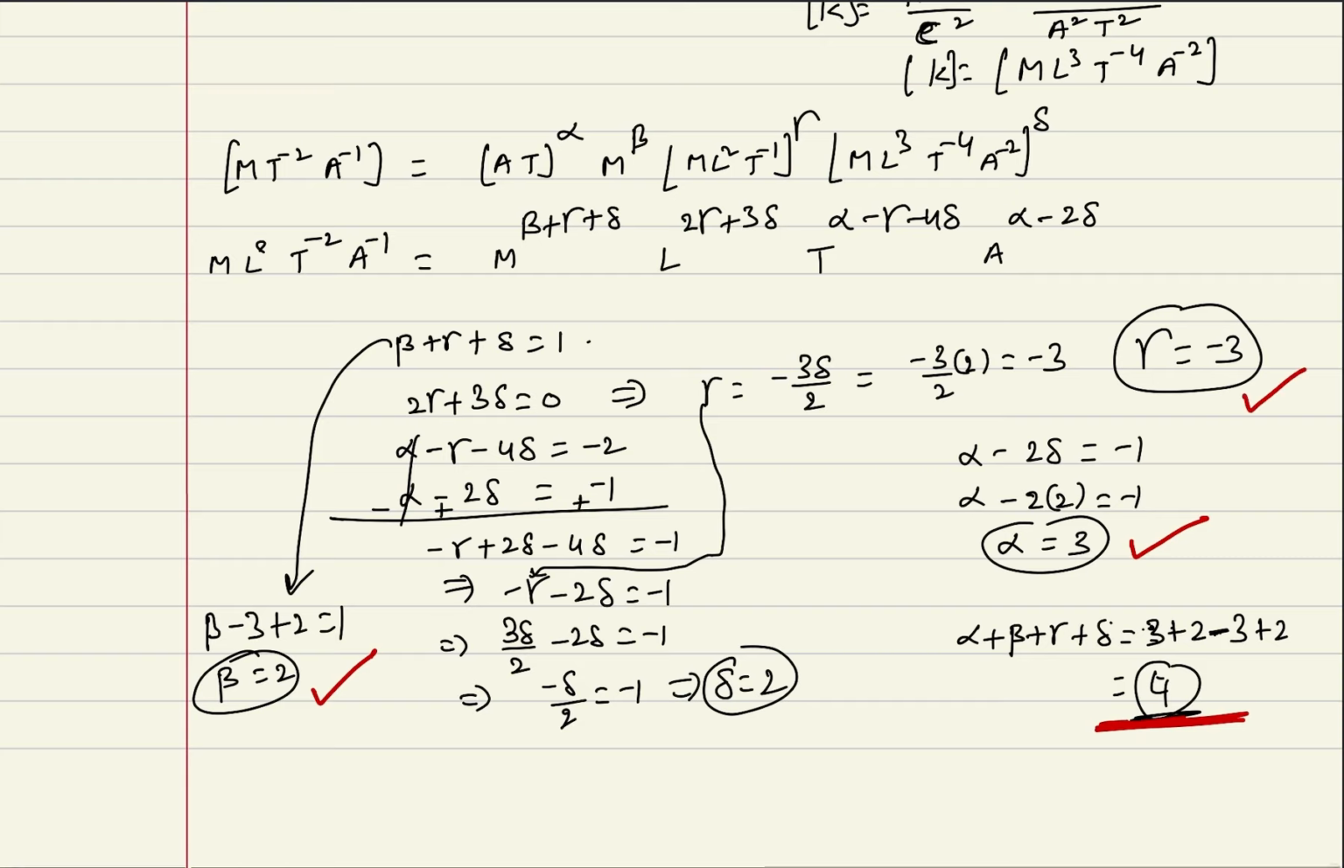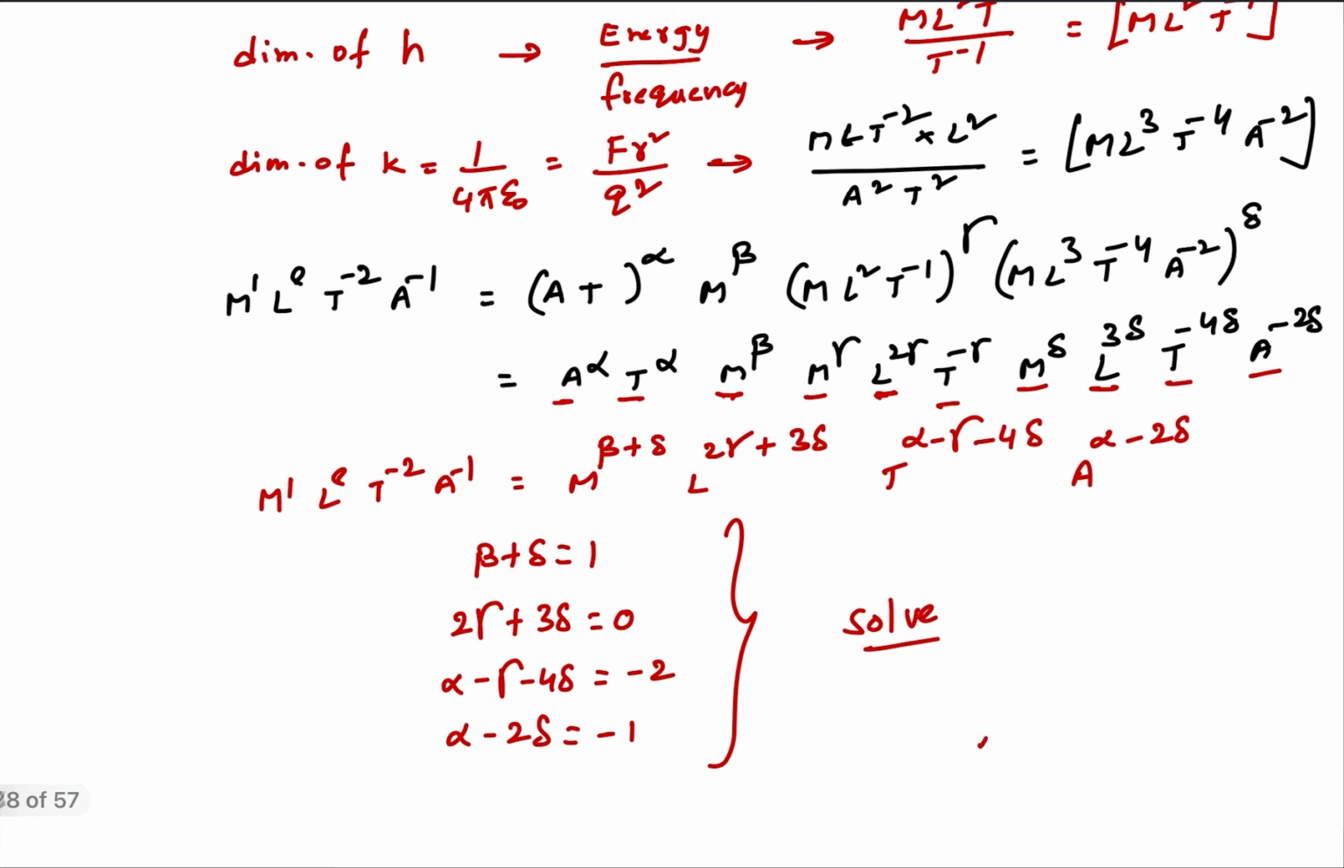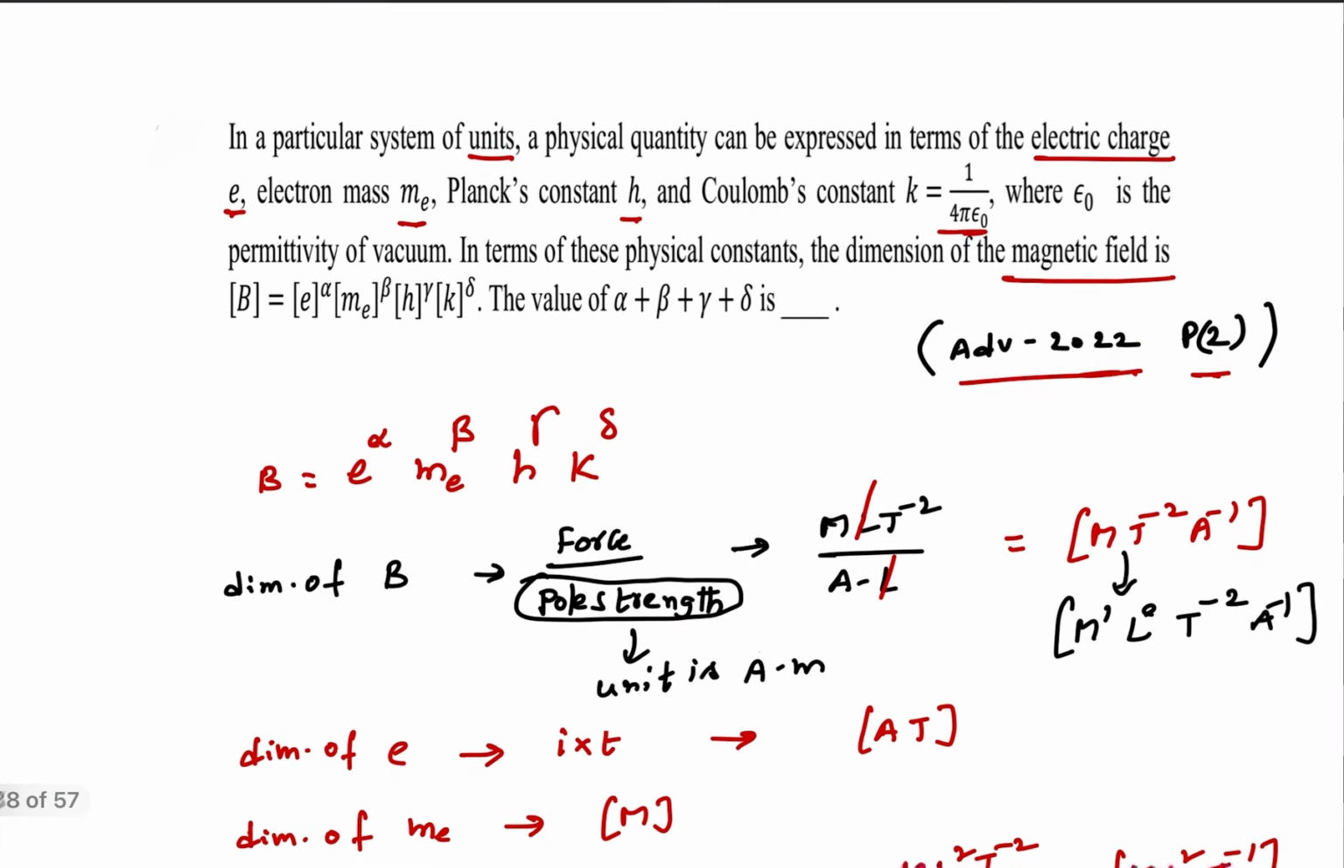Alpha value, I got 3. Beta value is 2. And gamma value is minus 3. Delta value is 2. If I write alpha plus beta plus gamma plus delta, 3 plus 2 minus 3 plus 2, we can finally get 4. So I am writing the final answer. How much? 4. Final answer is 4.